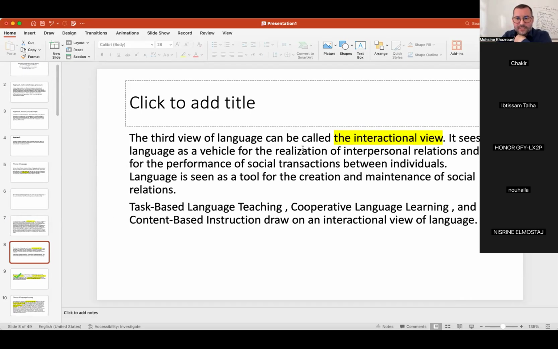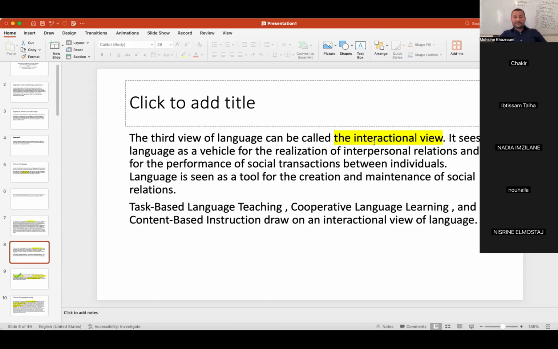Can someone read this slide about the interactional view? Can I read it? Sir, can I read? Okay. Some first, and then Nadia.